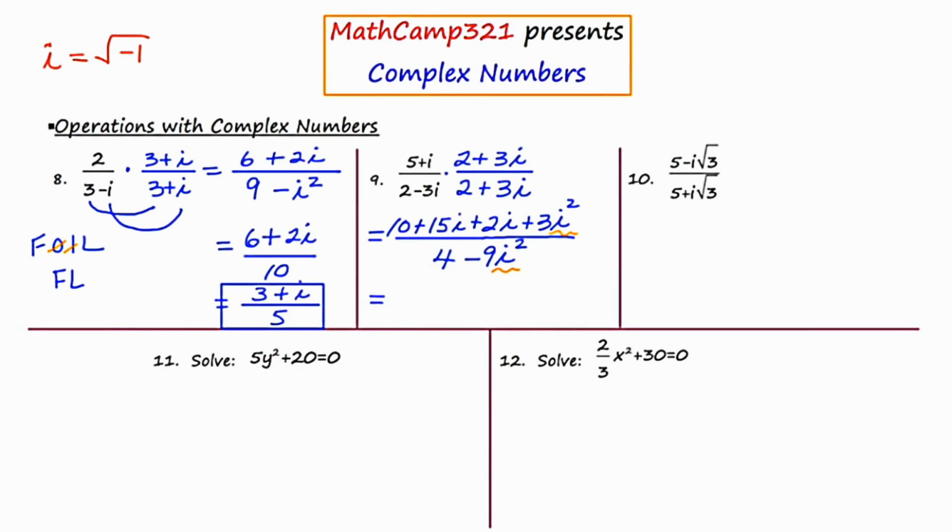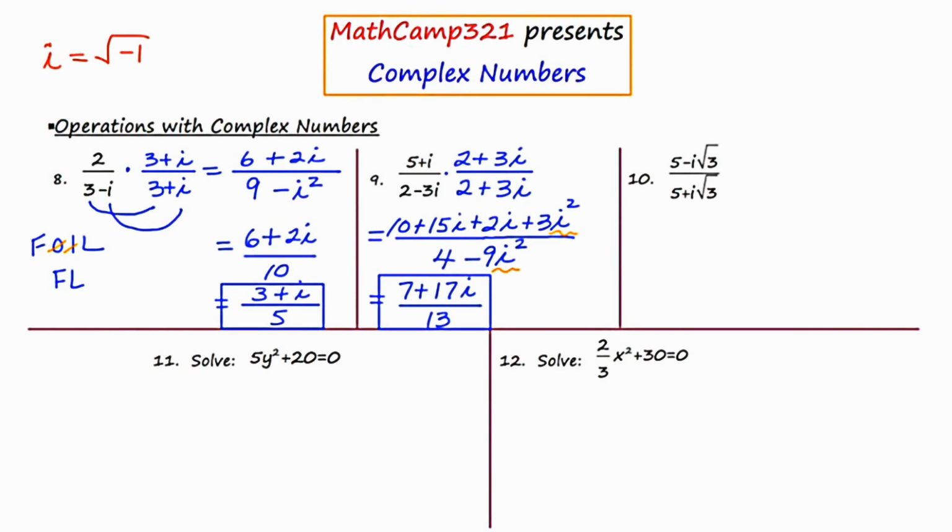So on the top, we've got the 10 in the front, but we really have -3 at the very end, because 3 times -1 is -3, for a net of 7. So the entire numerator is going to be 7 plus 17i, and the denominator is going to be 4 plus 9, because i squared is -1, a -9 times a -1 is plus 9, and 4 plus 9 is 13. And as I scan through 7, 17, and 13, these numbers can't be reduced at all, so this would be my final simplified answer.